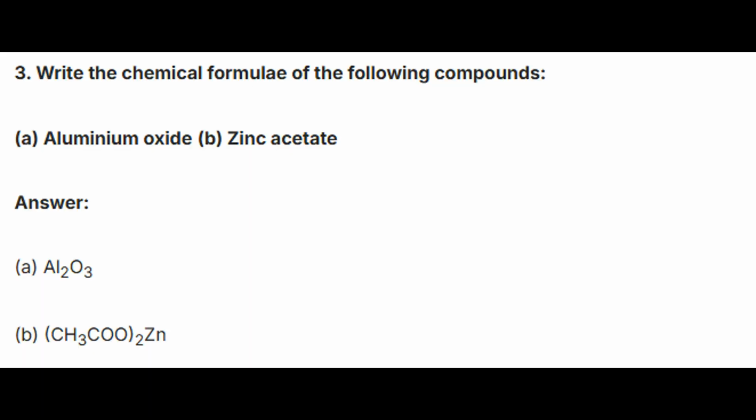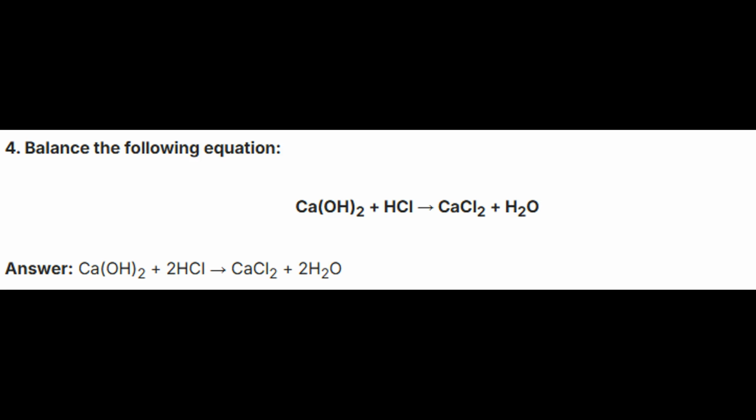Third, write the chemical formula of the following compounds. A. Aluminium oxide. B. Zinc acetate. Answer. A. Al2O3. B. (CH3COO)2Zn. Fourth, balance the following equation. Ca(OH)2 plus HCl gives CaCl2 plus H2O. Answer. Ca(OH)2 plus 2HCl gives CaCl2 plus 2H2O.